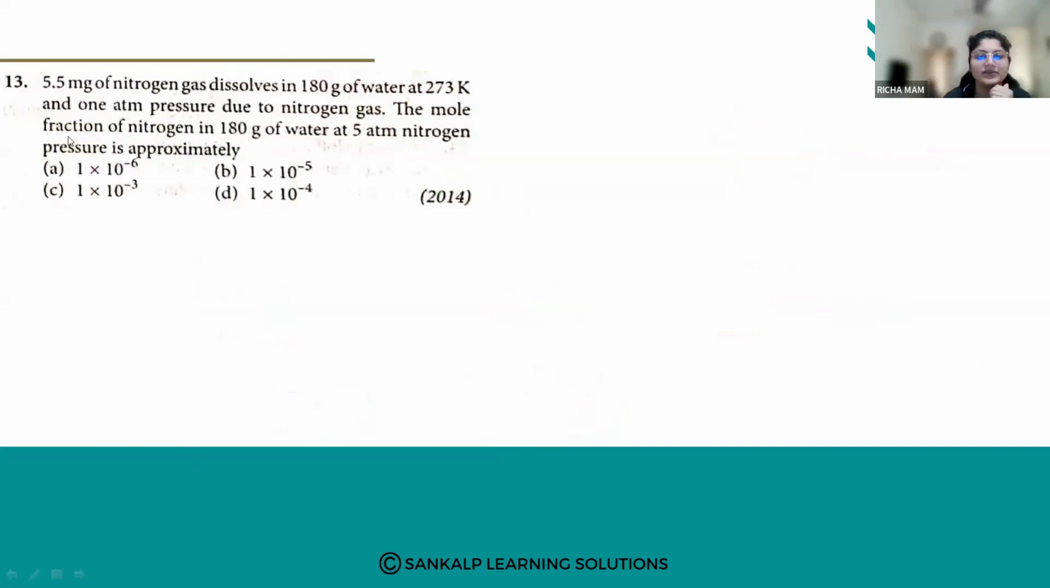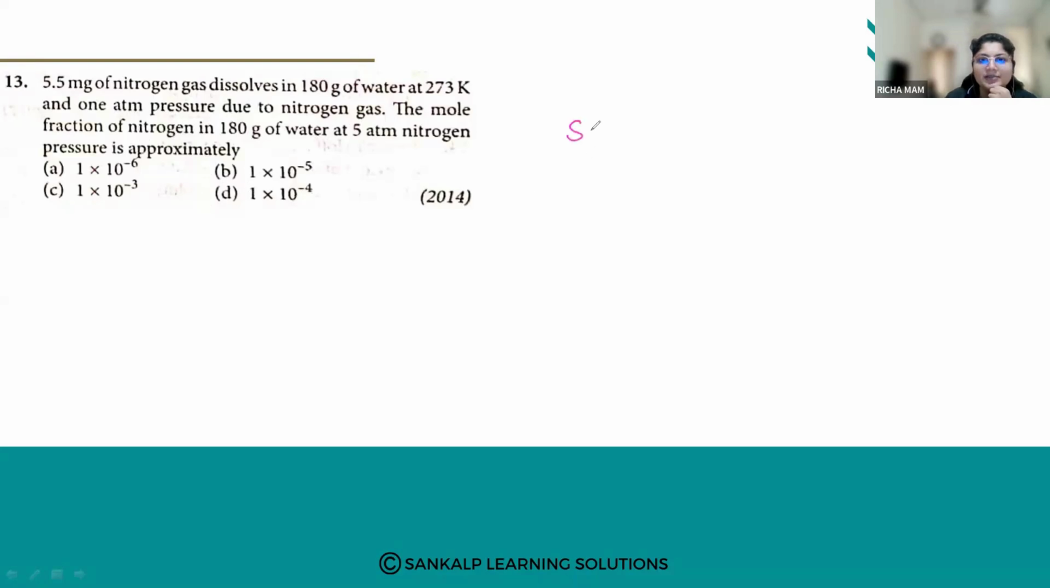Okay. Last question, we'll do one. 5.5 milligrams of nitrogen gas dissolves in 180 grams of water at 273 Kelvin and 1 atmospheric pressure due to nitrogen gas. The mole fraction of nitrogen in 180 grams of water at 5 atmospheric nitrogen pressure is approximately.